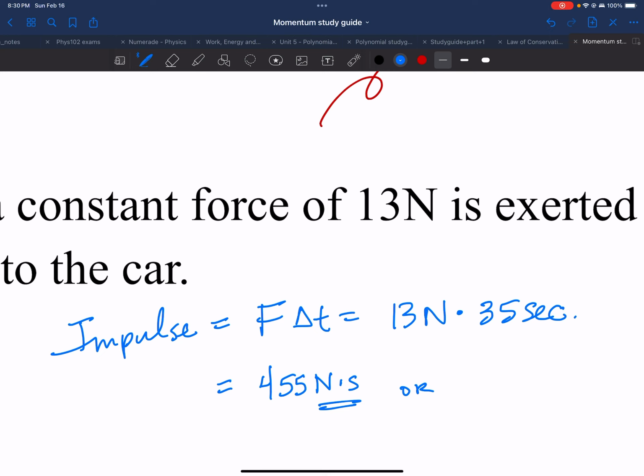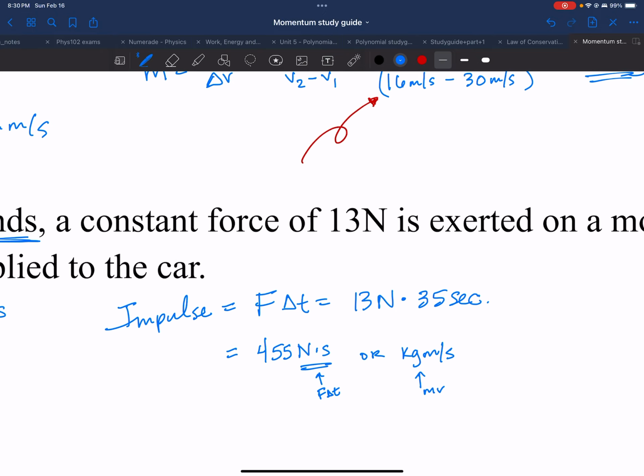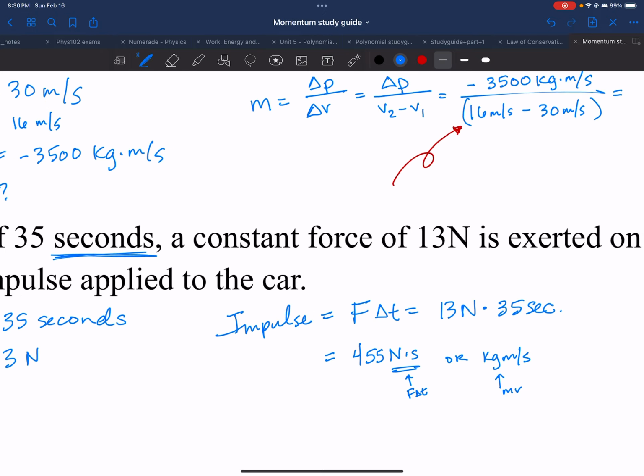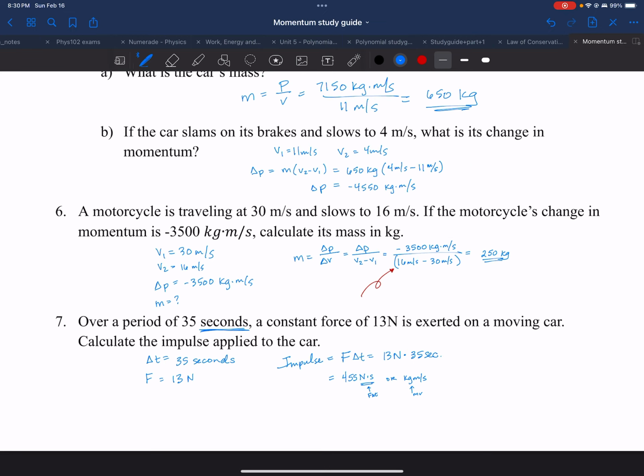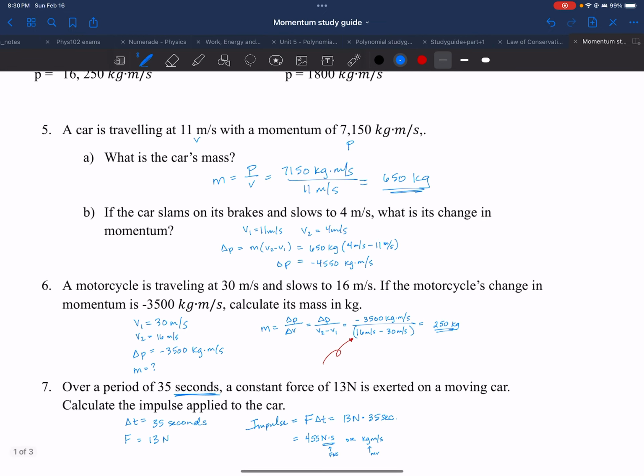Now notice I changed my units there. You could also say a kilogram meter per second. This is MV. This is F delta T. So it's up to you what you want to use. Both of them are correct. It's just that the kilogram meters per second is decomposed, and your Newton seconds is typical for impulse. All right, so we were able to get through the bottom of this page together.